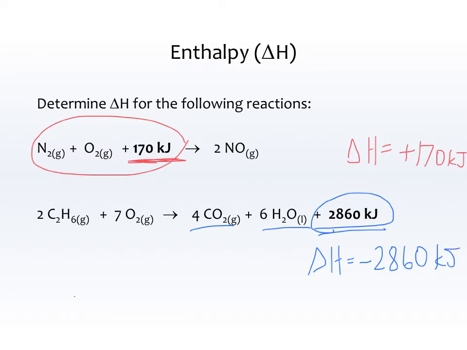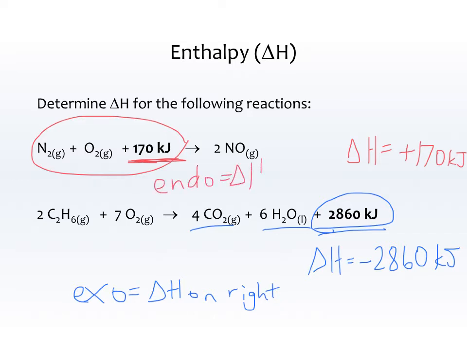So exothermic always has delta H on the right. Endothermic always has delta H on the left. I think technically left should probably say reactants. Instead of saying right, we should say products.